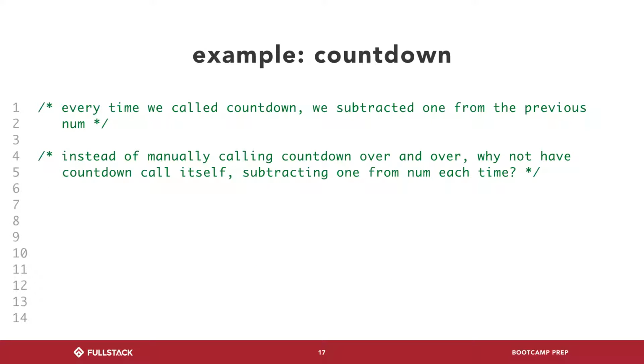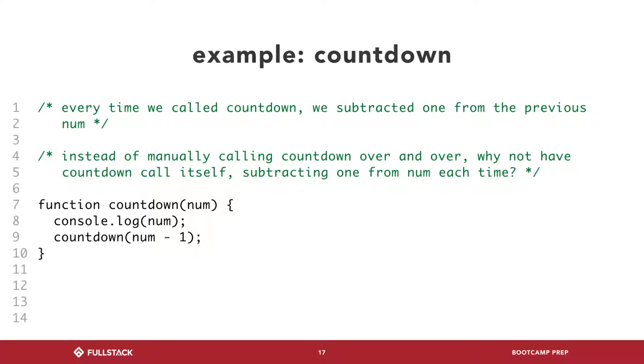So every time we call countdown, we subtracted 1 from the previous number. And in fact, this kind of begs the question, well, if I know this pattern exists, why not just have an outer function call the countdown? Or why not have the countdown function keep calling itself until it reaches a certain point?